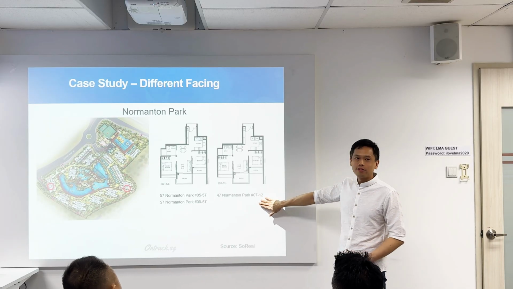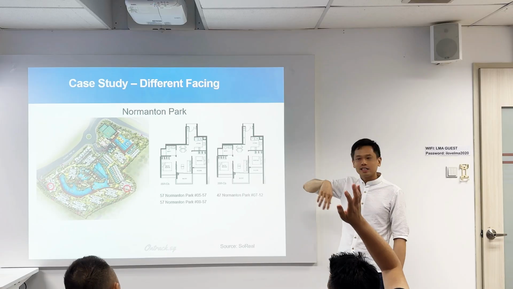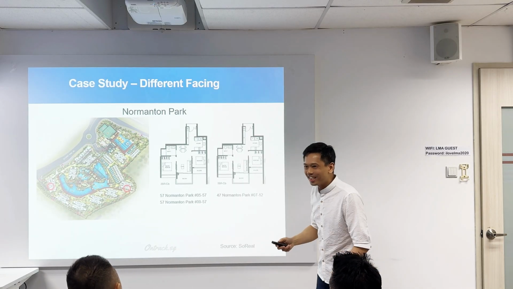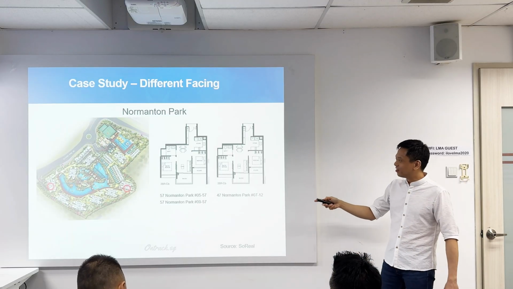Correct? So okay, then the next one. Who feels that 712 commands the higher rent? I think that's the fewer people. The rest are confused. Yeah, I'd rather take 57 than here. Okay, let's see the reality.